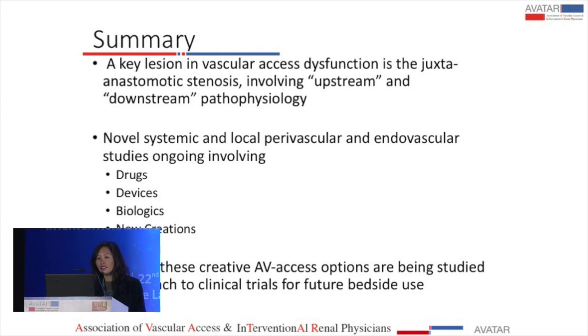So to end, a key lesion in vascular access dysfunction is the juxta-anastomotic stenosis, involving both upstream and downstream pathophysiology. Novel systemic and local perivascular and endovascular studies are ongoing, looking at drugs, devices, biologics, and new creations. Many of these creative AV access options are being studied from bench to clinical trials for future use at the bedside. Thank you very much.